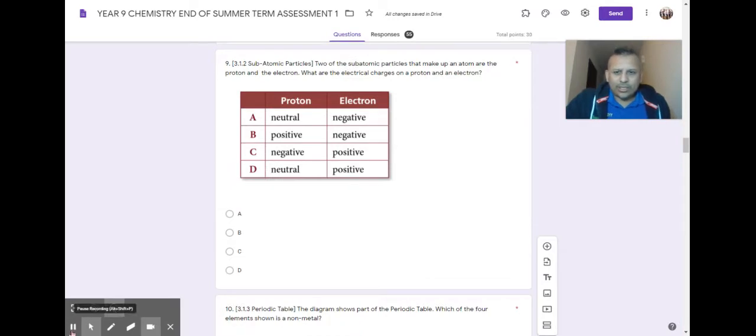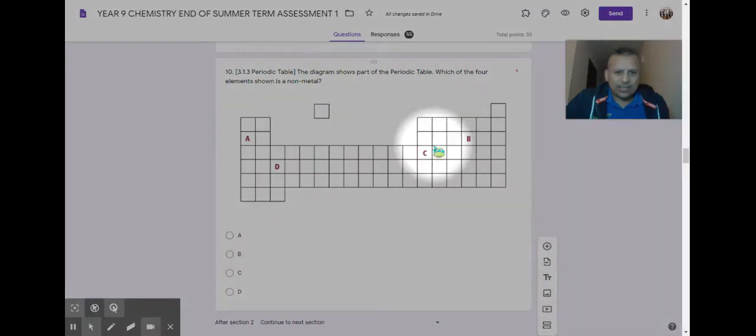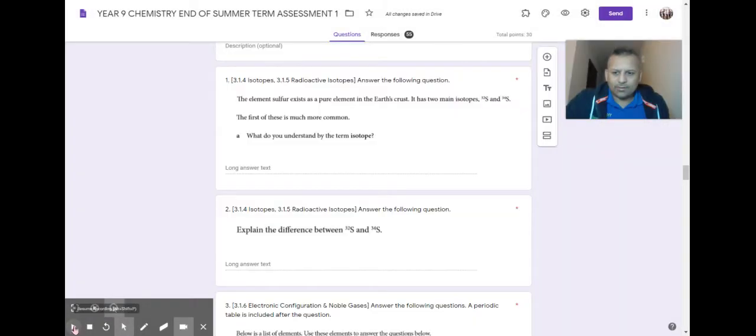Question number 9, a chart that I've got you to copy down and memorize and gave you a quiz. The correct row is B. Protons are positive, electrons are negative. You would find nonmetals on the right-hand side of the periodic table. The staircase on the right-hand side of this periodic table over here has C underneath it. So C would not be the right choice to make. The correct answer would be B.